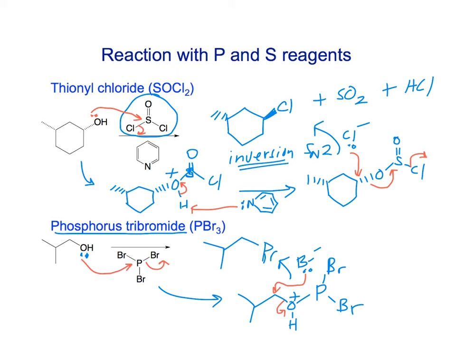Like this. Okay, and this step right here is SN2. We would get inversion of configuration, but of course, because that's on a primary alcohol, we can't see any inversion taking place. There's no stereochemistry.